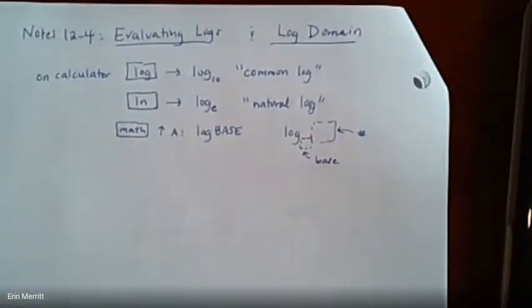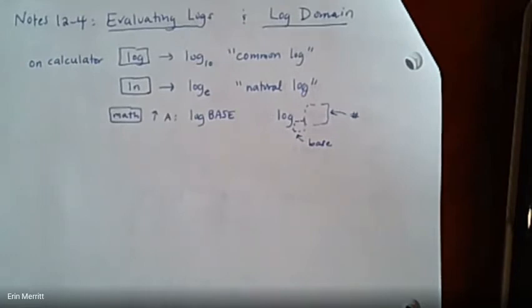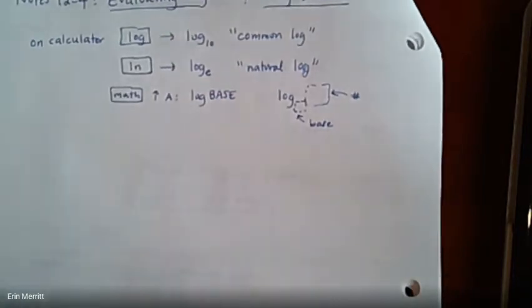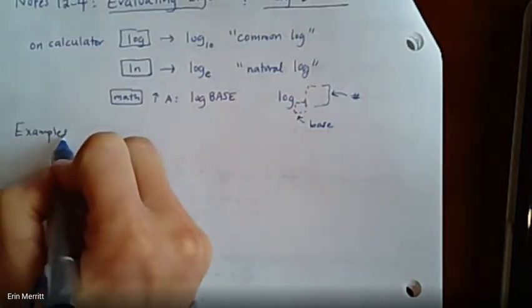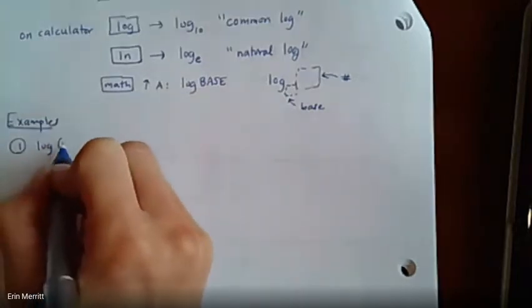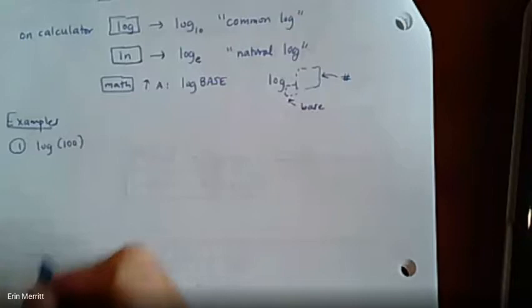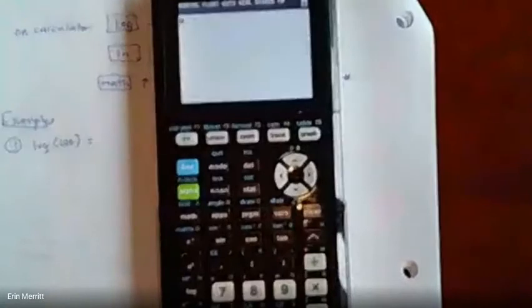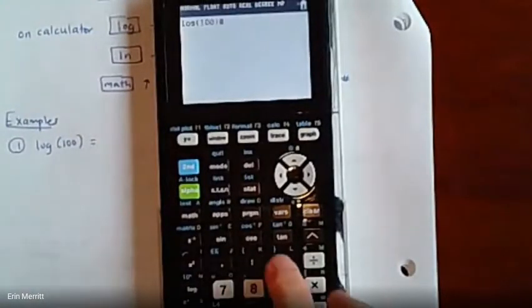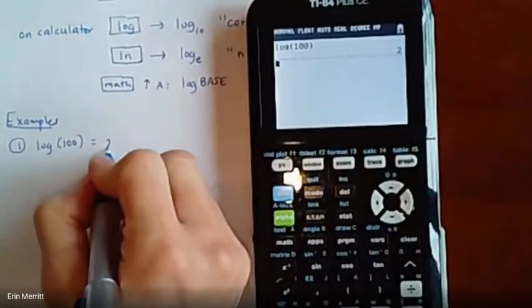So with that being said, all those logs you did yesterday at the start of the notes, you now could use that log base button to evaluate each one of those. Let me show you what I mean. So let's do some examples over here. First thing, if I ask you to calculate the log of 100, since I didn't give a base, it means it's common log, or log base 10. On your calculator, you can just hit log 100, hit enter, and ta-da, there's your answer, 2.